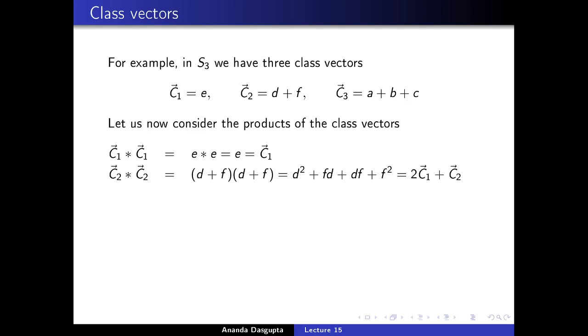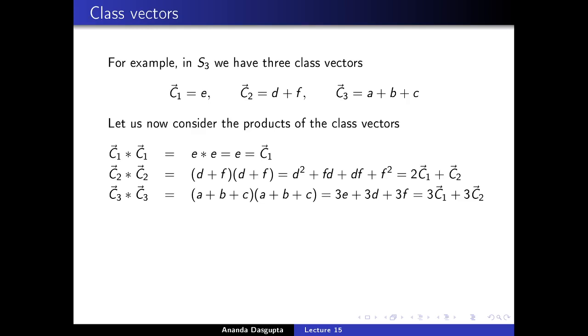What about C3 times C3? That's of course A plus B plus C times A plus B plus C. This will give you 9 terms in all, but as it's easy to see, of them a square, b square, c square will give you the identity 3 times. On the other hand, cross terms like ab, bc, ca, there are 6 of them. They will give you the 2 rotations in succession, and what you are going to get is 3E plus 3D plus 3F, and that in terms of the class vectors is 3 times C1 plus 3 times C2.